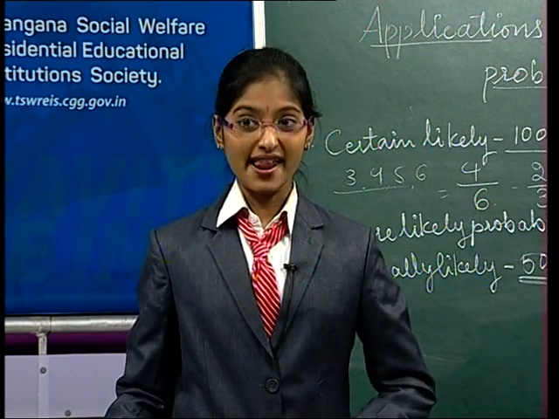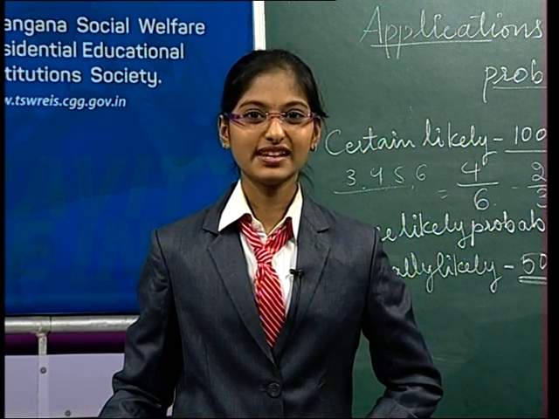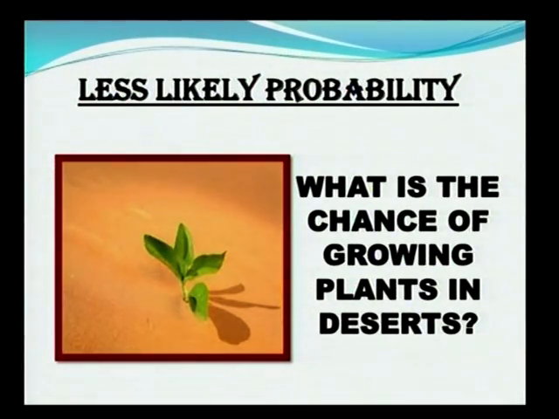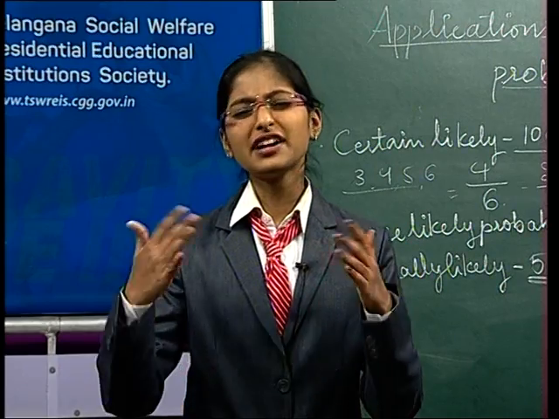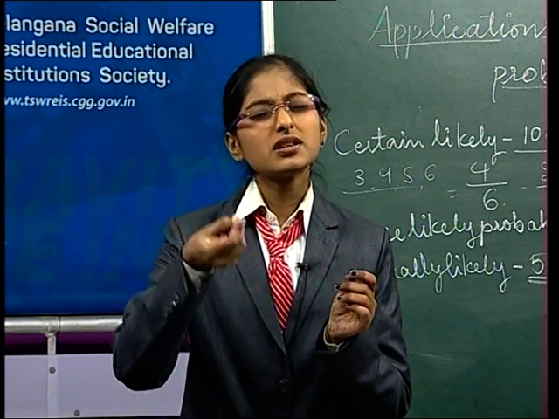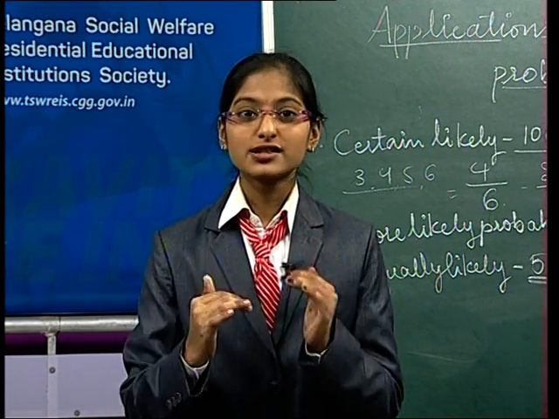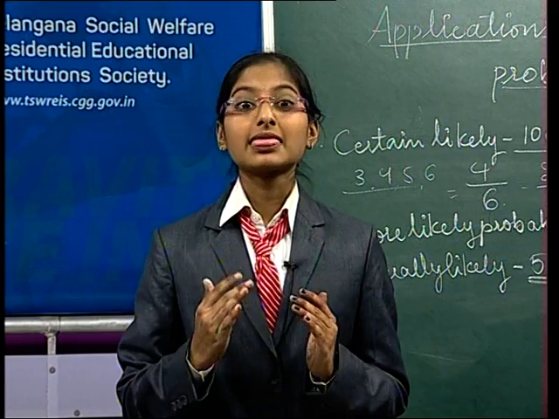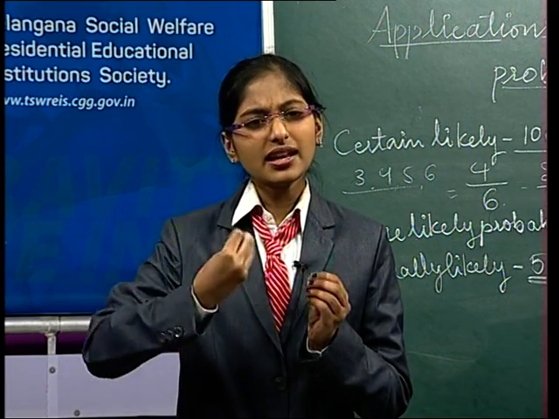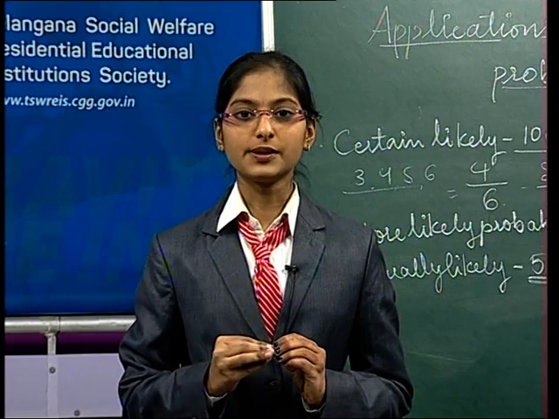And I am going to show you another example here. What do you see in the picture? Yeah, there is a plant in the desert. Can plants grow in a desert? No, obviously there is no vegetation in the desert. So, what is the chance for plants growing in deserts? Actually, we don't find vegetation in the deserts, so only a small amount of plants will grow there. So, it is called less likely probability. I mean, the probability which occurs very few times is less likely probability.